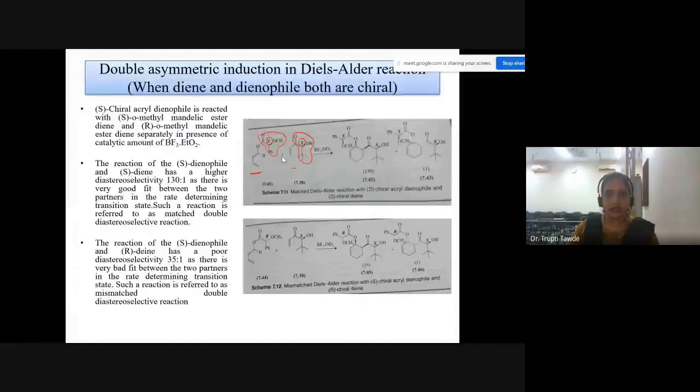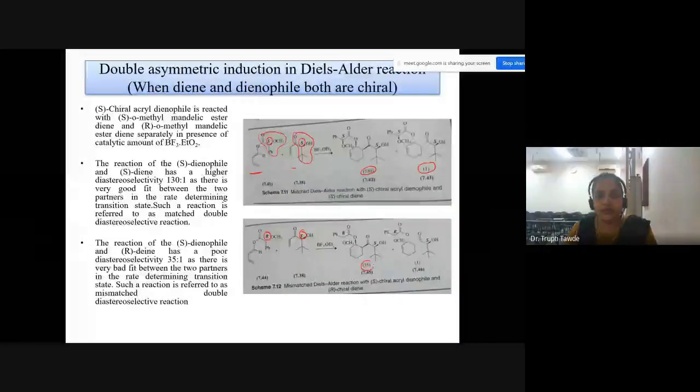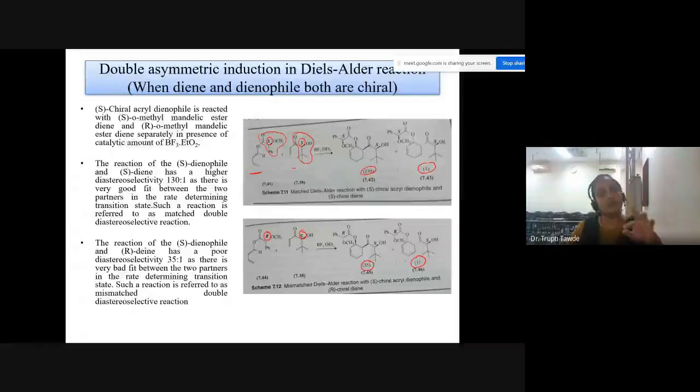And when we are getting the product, now see, what product did I get? 130:1 ratio. How is the diastereo selectivity? 130:1. Okay, now similarly, what did I do? I took the R isomer of this. The chiral auxiliary which is attached to the diene, I have taken now the R isomer of that and I kept this S isomer as it is for the dienophile. When I'm getting the product now, I'm getting 35:1. So which is a better combination? Is the SS combination better or the RS combination better?